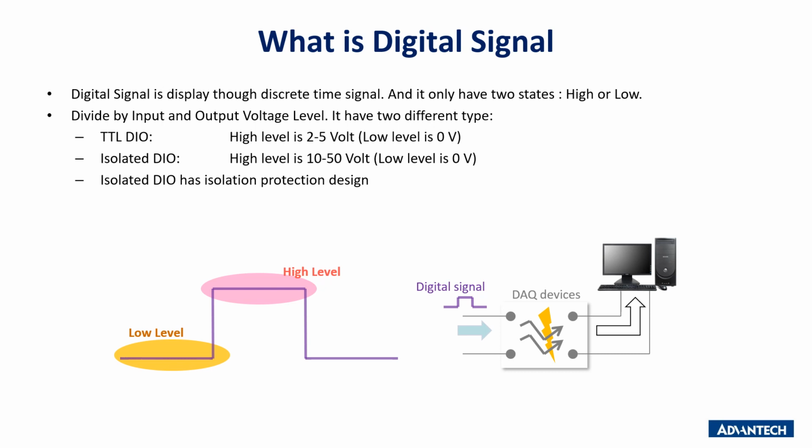There are 2 different types, the TTL digital signal and the isolated digital signal. For the TTL digital signal, the high level usually will not be over 5 volts. On the contrary, for the isolated digital signal, the high level may go up to 50 or 60 volts, depending on the DAQ card design. Why can it support such high voltage? That is because an isolated digital device has an isolation protection design, therefore it can support higher voltage.